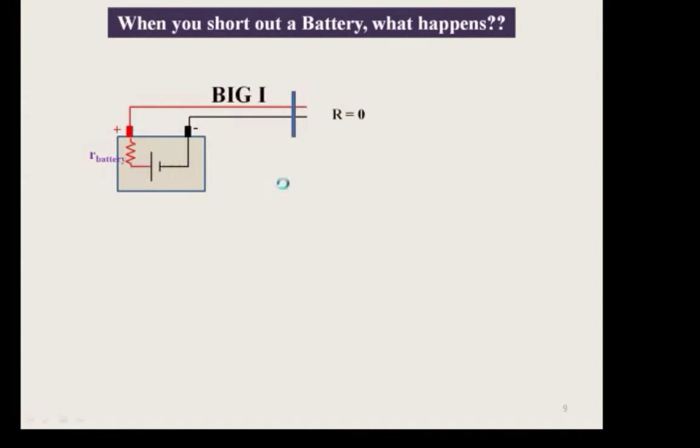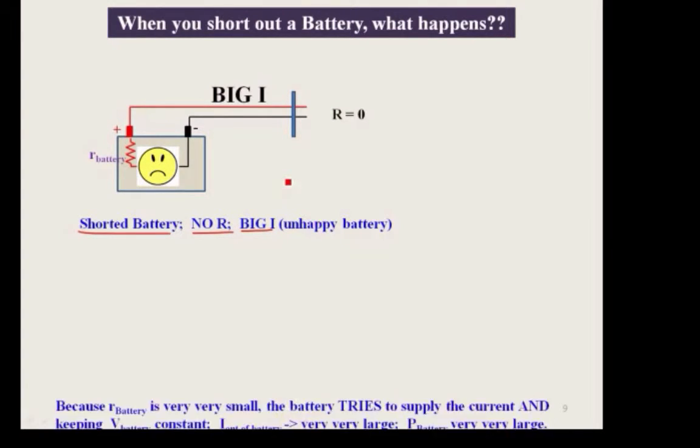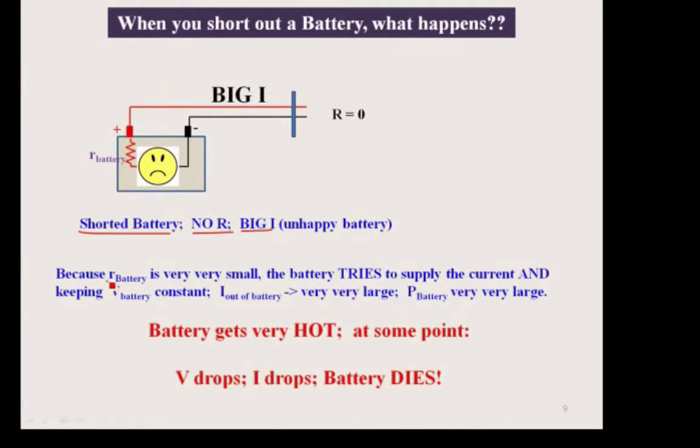Well, okay, so now let's short it out. You short this out, and the full potential occurs across these wires, at least as long as it can, and so you have a very big current because of the low resistance. In fact, the only resistance is the battery resistance. So the result is a very unhappy battery, because the shorted battery has no R, big current, and therefore an unhappy battery. Well, what this does is, because the resistance in the battery is very small, the battery tries to supply the current and keep the V battery constant.